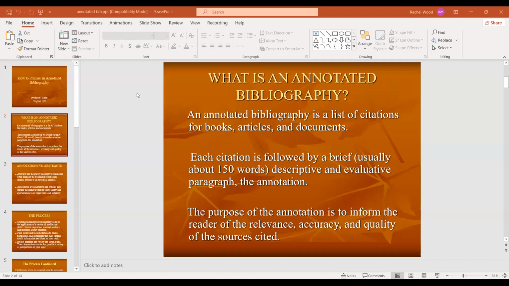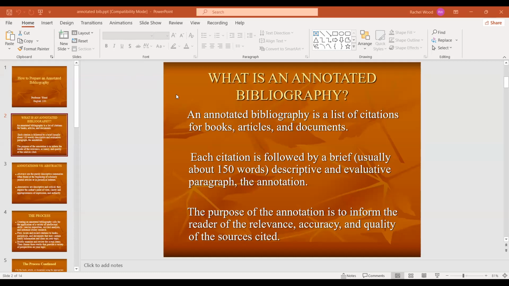Just wanted to touch base with you and speak with you about the next research notebook assignment, which is the annotated bibliography. So I thought I would share a slideshow with you and go over what an annotated bibliography looks like. So just going to go ahead and share my screen with you. So what is an annotated bibliography?